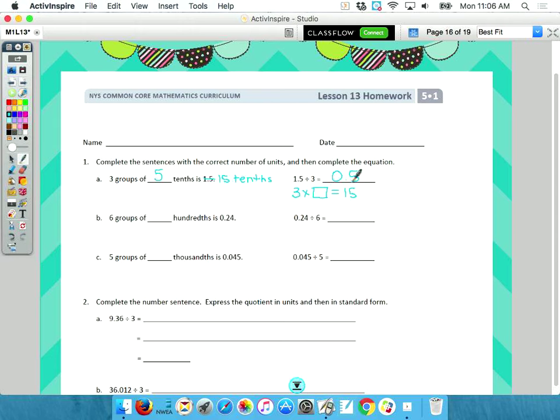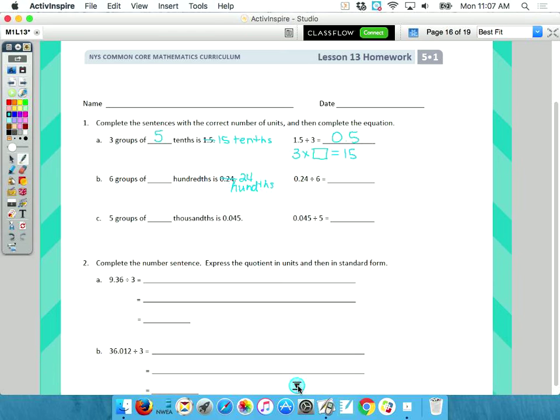Let's keep going. 6 groups of blank hundredths equals 24 hundredths. Now don't tell me any answers yet. Okay, now I like to think of this in unit form instead of standard form. But to solve this problem, I'm going to do 6 times something equals 24. 4. 6 times 4 equals 24. So let me read this. 6 groups of 4 hundredths is 24 hundredths. Make sense? Yes. How do I write 4 hundredths? Yeah, good. Okay, let's do the next one.